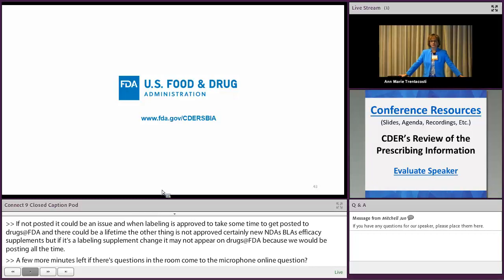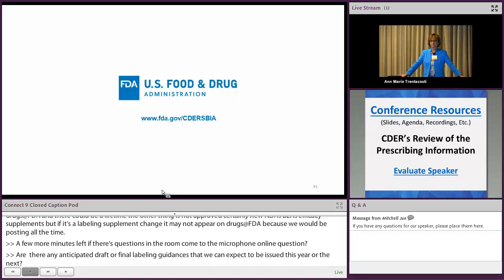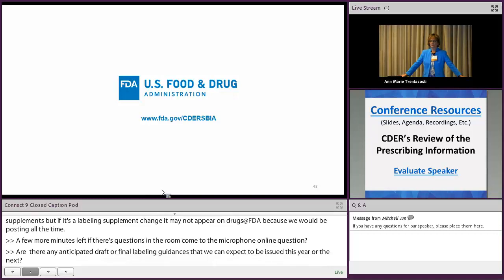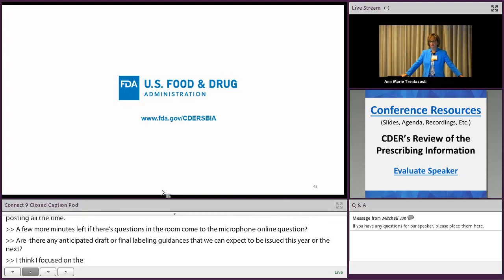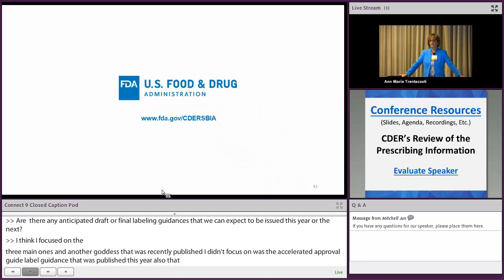I think I focused on the three main ones. Another guidance that was recently published I didn't focus on was the accelerated approval labeling guidance, which was just published this year also. That was the final guidance. I anticipate we'll probably be finalizing soon, hopefully within the next year or two, the indications and usage guidance and the product title guidance. We look forward, hopefully, to developing other guidances in the future about other subsections of labeling. I can't give you timelines, but hopefully we could work on maybe geriatric use would be a good guidance because now we have pediatric use. But again, those are, I think, what we've got coming right now.